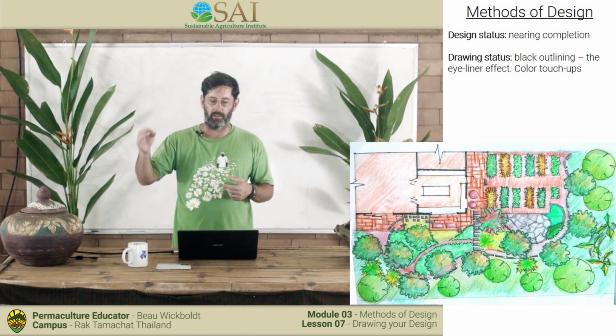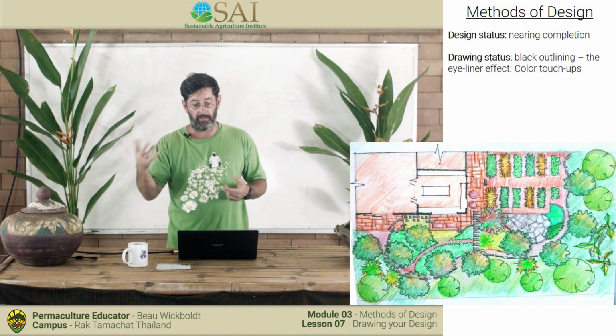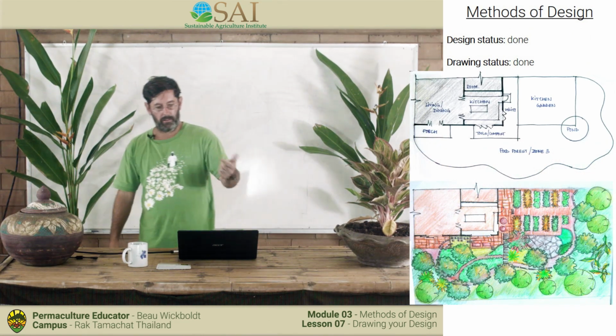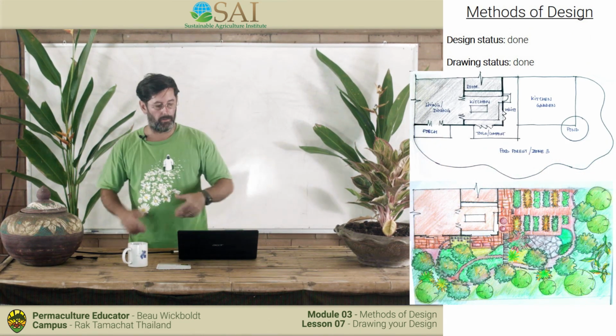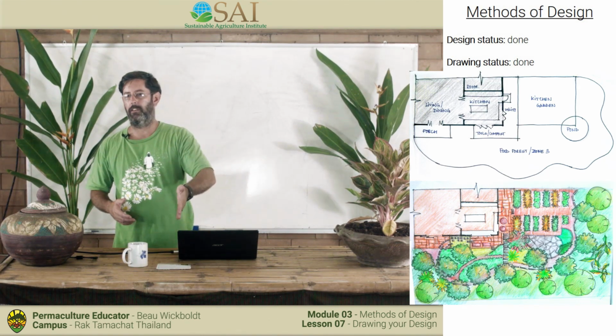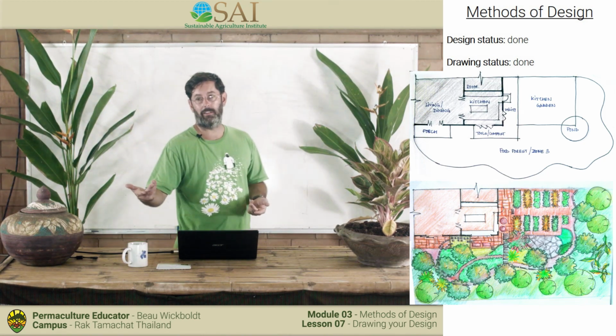She calls it black outlining. So she outlines everything in black. She called that the eyeliner effect, which is the color touch-ups. So she does any touch-ups. And she went from there, done, to done. So it's, you know, a concept, that was what was there. That was her base map. And she brought a base map to a design concept, only utilizing what we might call some drawing techniques.